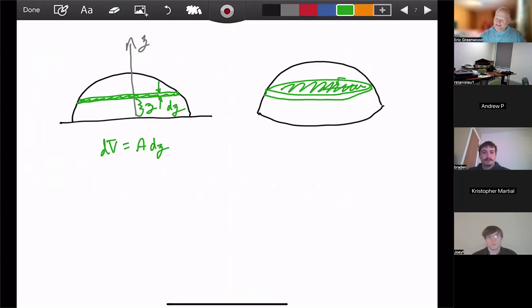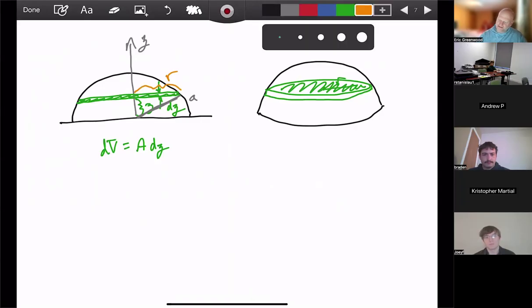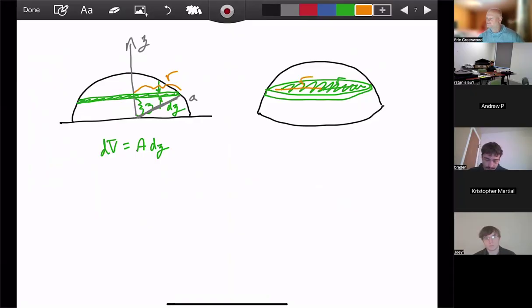Okay. So cool. So next, we know this is our A. This is my radius of A. And then this guy here is going to be my radius r. So A again is just the radius of the actual hemisphere. And then r here is going to be the radius of this area.